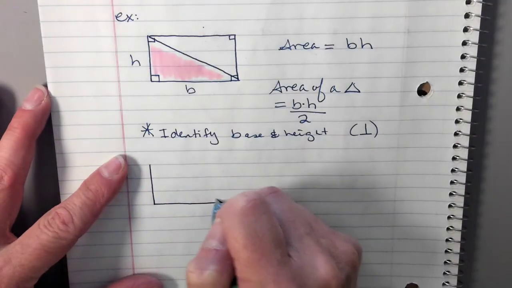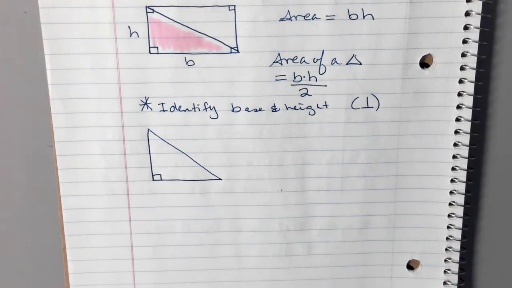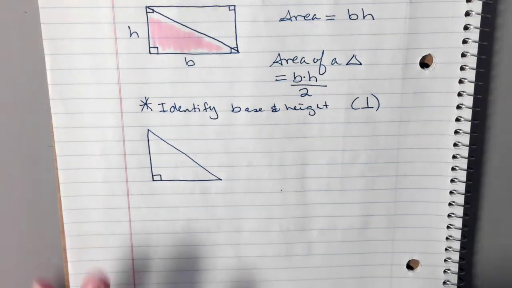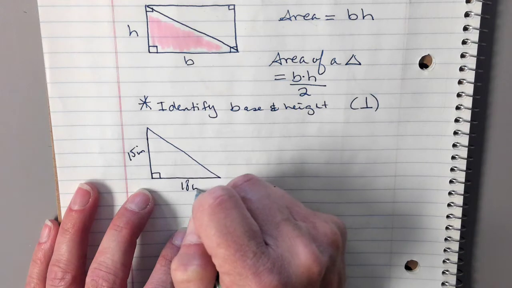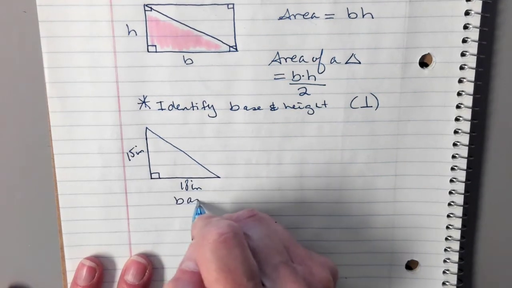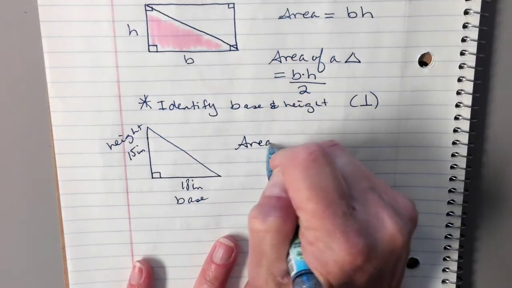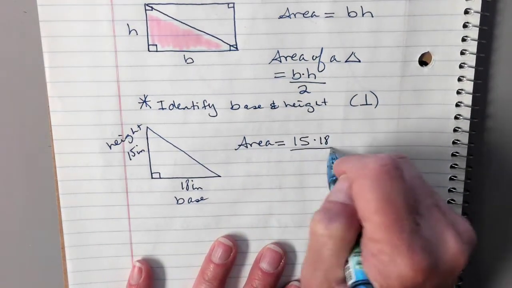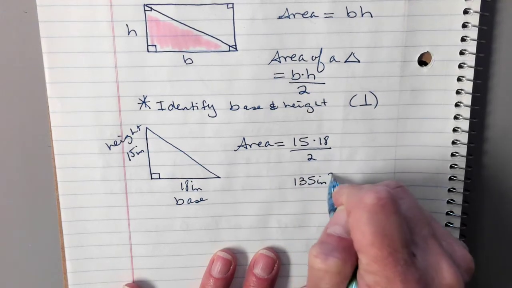So let's just draw ourselves a nice, beautiful, or as beautiful as we can draw, right triangle. And let's say that the left-hand side is 15 inches and the bottom is 18 inches. Our job is to find the area. And I'm hoping that we can agree that we have a base and a height because they form 90 degrees, they're perpendicular to each other. So for the area, that will be 15 times 18 divided by 2. And being your human calculator, that is 135 inches squared.